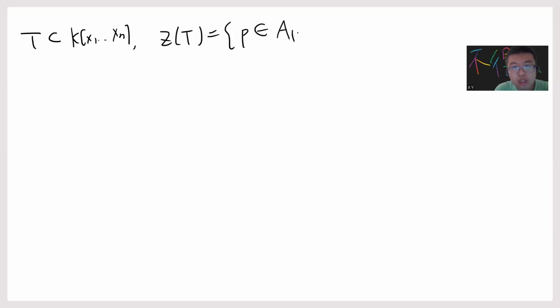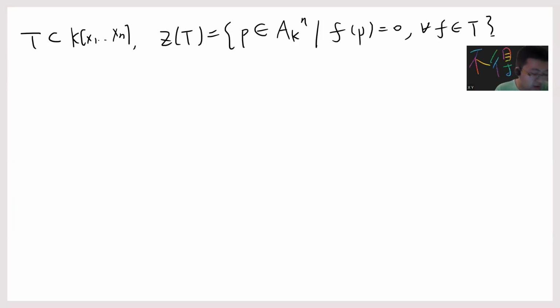More generally, you can take a subset T of this polynomial ring and define Z(T) as all the points in K^n such that f(P) is 0 for every f in T. It is very simple: you take some polynomials, and Z(T) is just the set of all the common zeros of those polynomials.